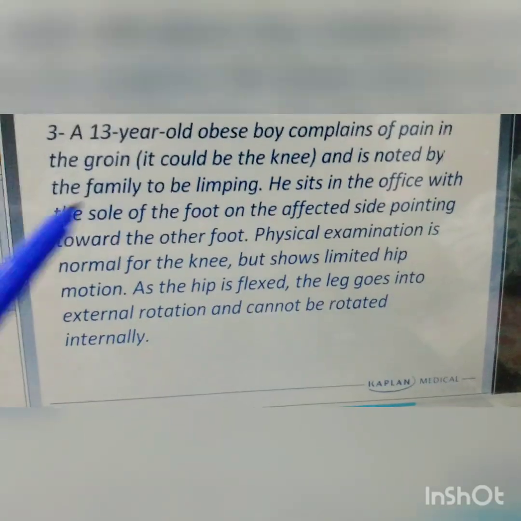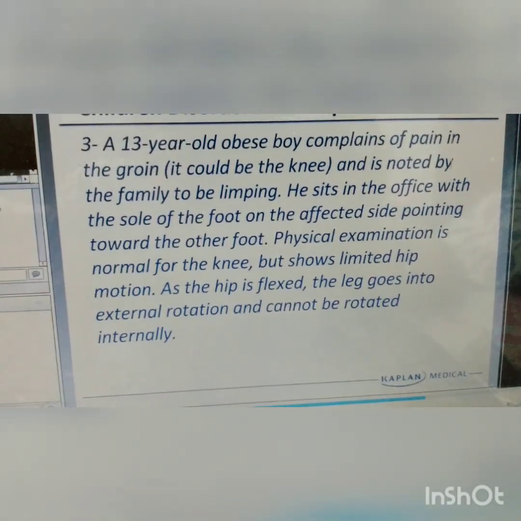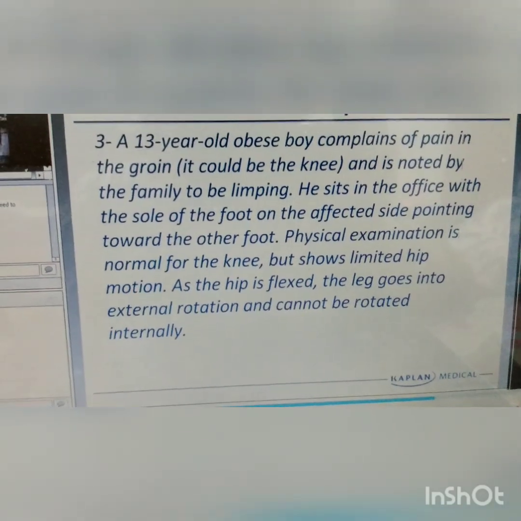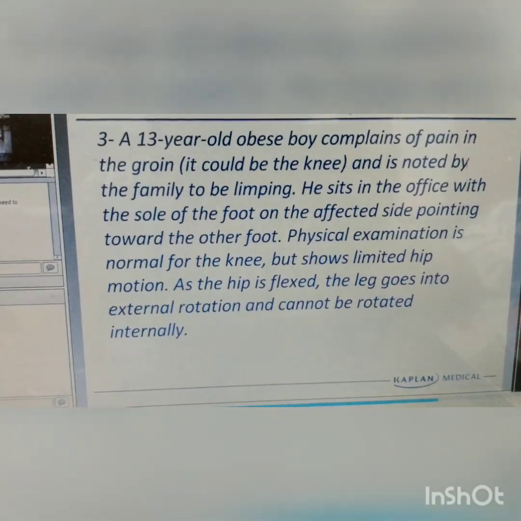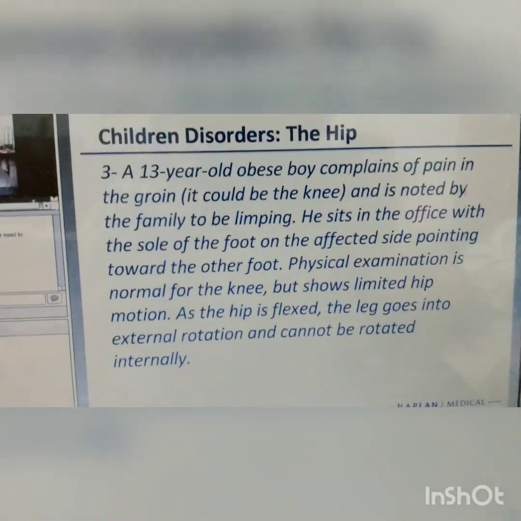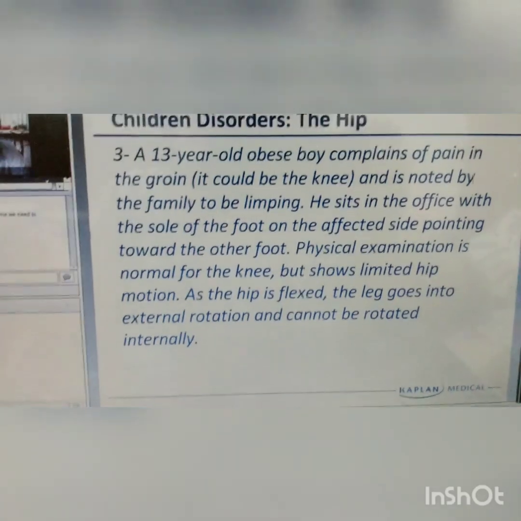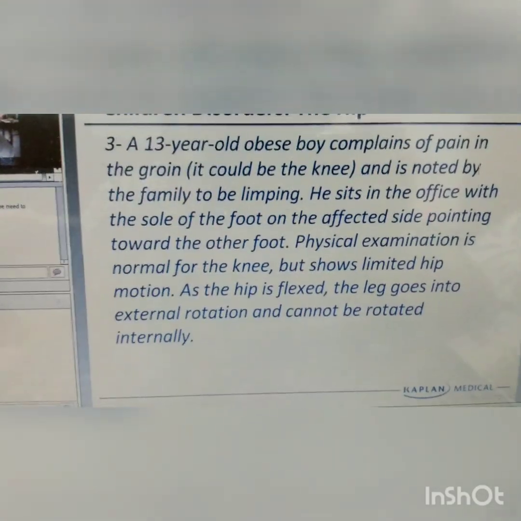So this is a 13-year-old obese boy. In the previous scenario, the child was 6 years old. In the first decade, less than 10 years old. Just remember that for Legg-Perthes, it is always less than 10. So this is not Legg-Perthes. We looked at the age and we were like, no, this child is in the second decade. This is not Legg-Perthes. Legg-Perthes occurs in the first decade. Okay. Now, obese boy, obesity.